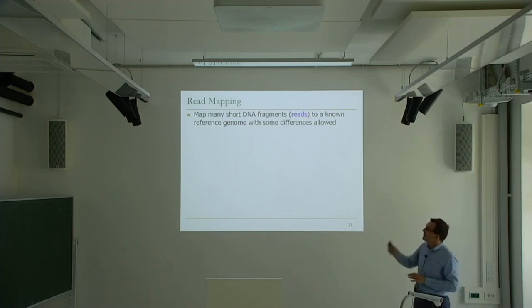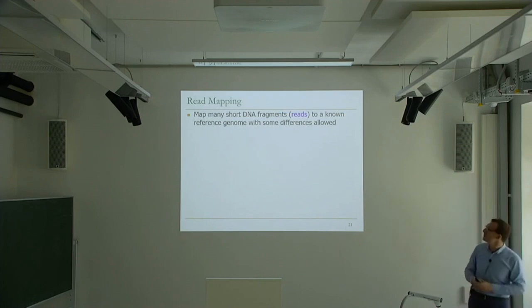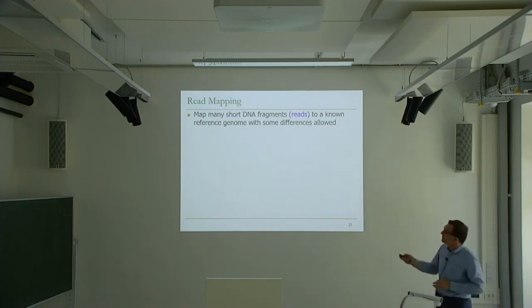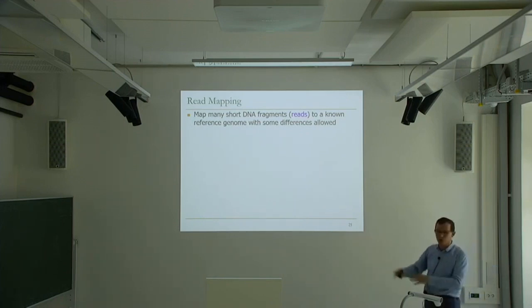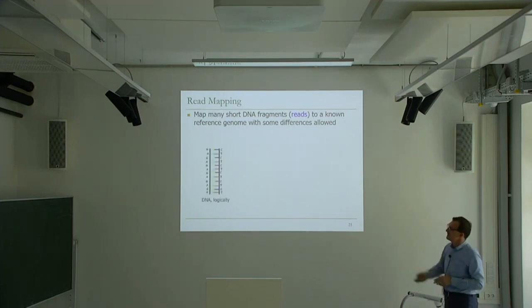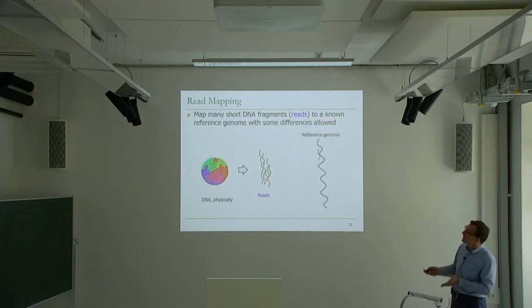Basically, in the read mapping problem, we would like to map many short DNA fragments, these are called reads, sequences of base pairs, to a known reference genome with some differences allowed. Basically, the assumption is that we know the reference genome in this case, and a human reference genome exists, and you would like to find the differences from that. So logically, a DNA looks like this, basically. Physically, it looks like that yarn ball. The chopper chops it into a lot of reads, and there's some reference genome, and you would like to figure out where each read goes to.